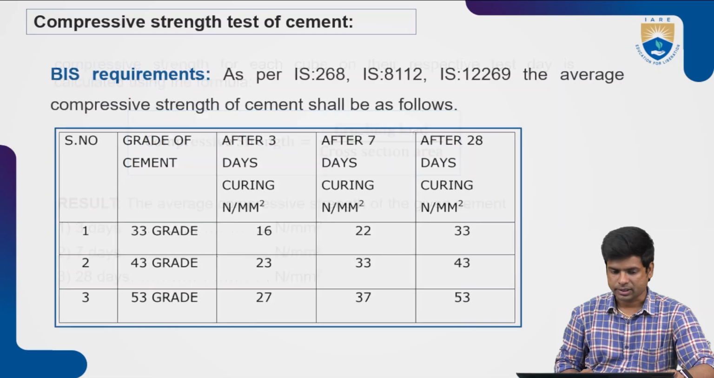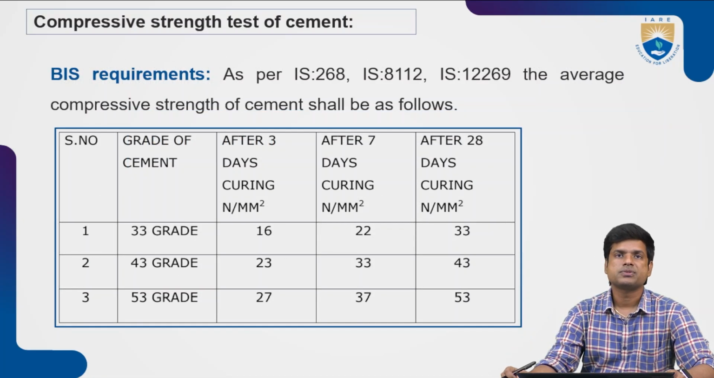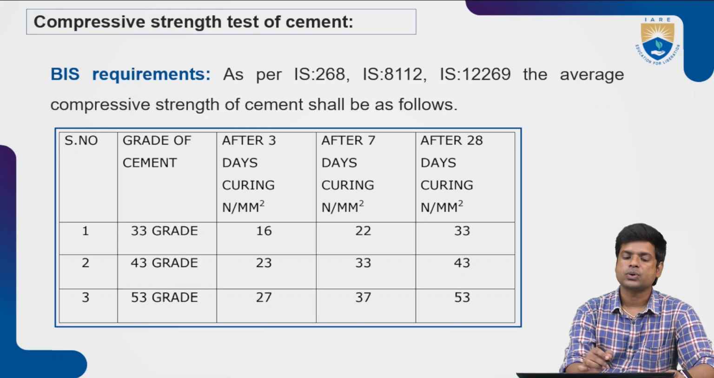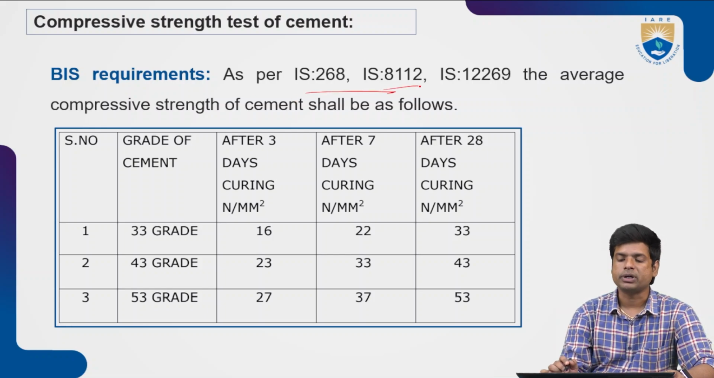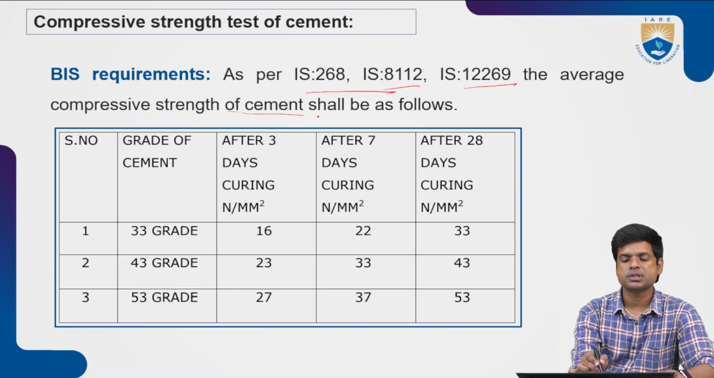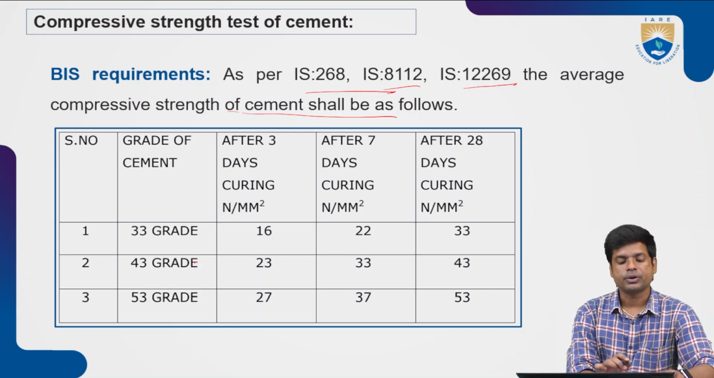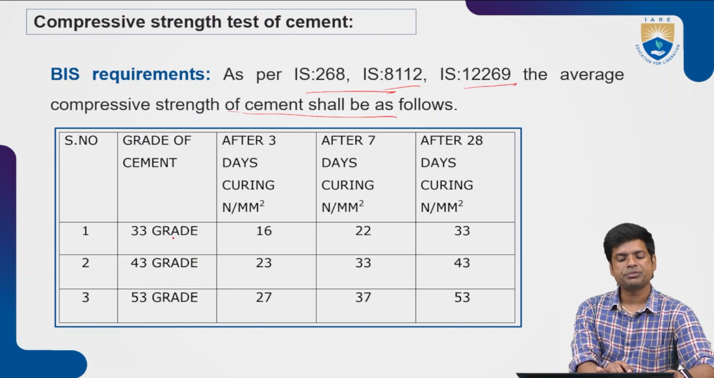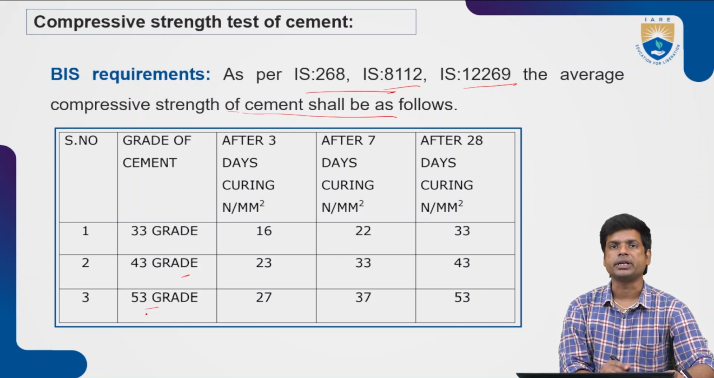Next. So BIS requirements for compressive strength of cement, OPC cement. So as per IS 269-1 and IS 8112 and IS 12269, the average compressive strength of cement shall be as follows. So here you can see for OPC, here we have different grades of cement, right? 33 grade cement, 43 grade cement, and 53 grade cement.